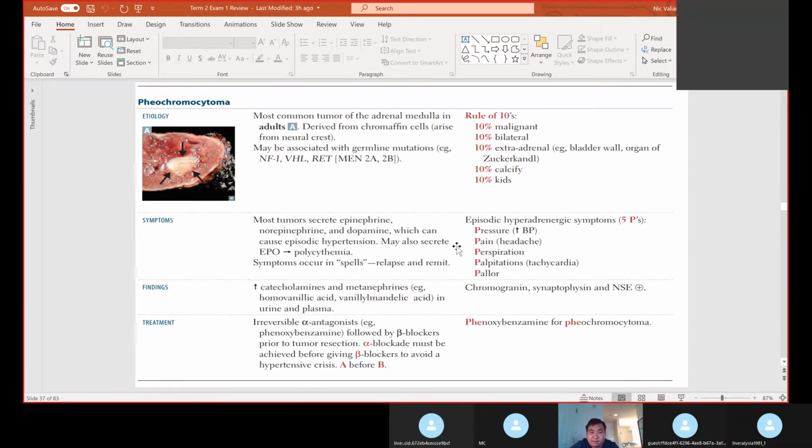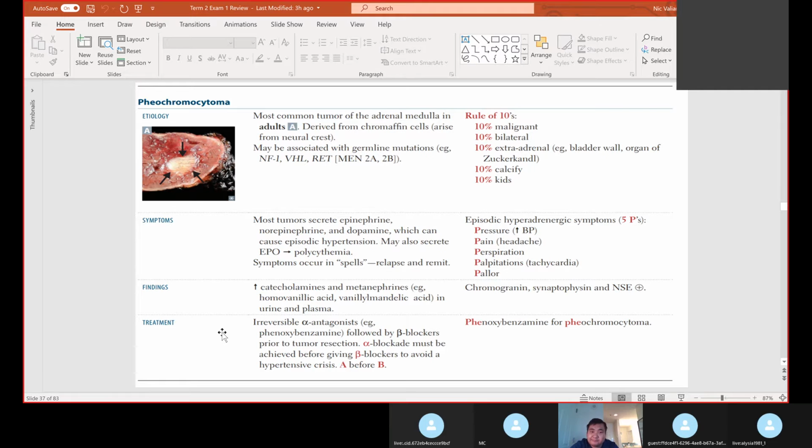Check your VMAs, your homovanillic acid and VMAs in urine and plasma. You can also check chromogranin. You have a chromogranin stain and synaptophysin. This is commonly seen in neuroendocrine tumors, pheochromocytoma, right? Your MEN1, MEN2, your neurofibromatosis tumors. More of that, term 4. So what's the treatment then? If you have pheochromocytoma, you give them an irreversible alpha antagonist, phenoxybenzamine.